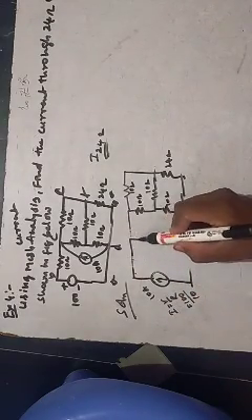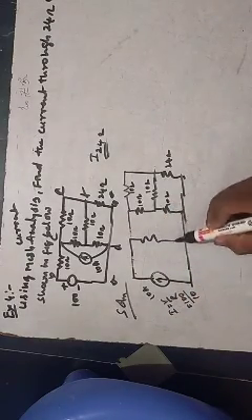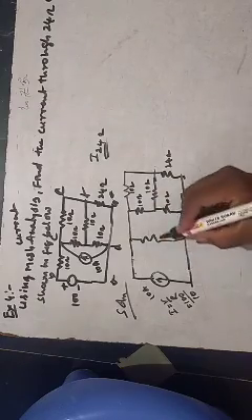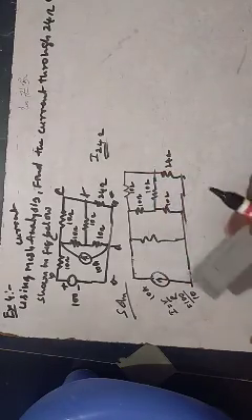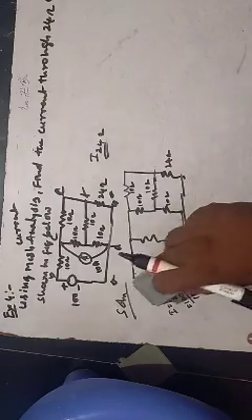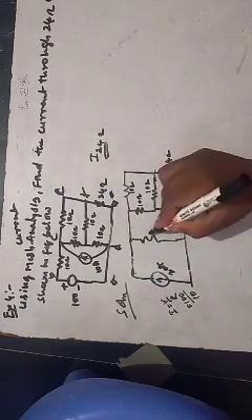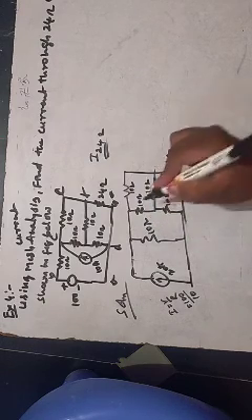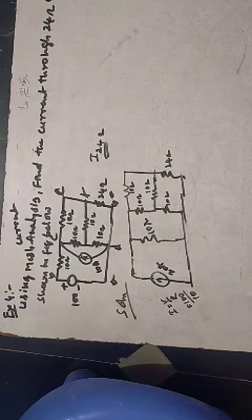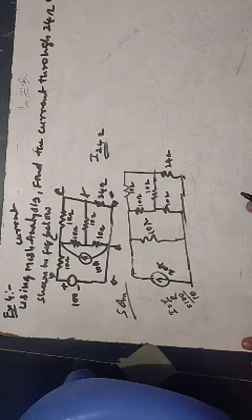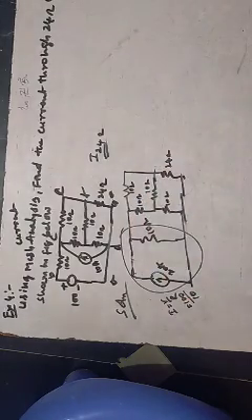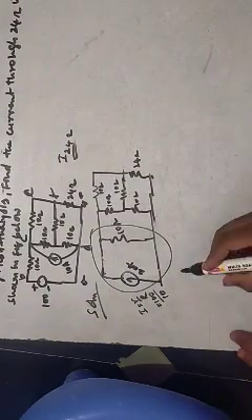So that is 10 plus 10. This will become 20 ampere, and this is 10 ohm as it is. Later, this can be converted into a voltage source, as shown.